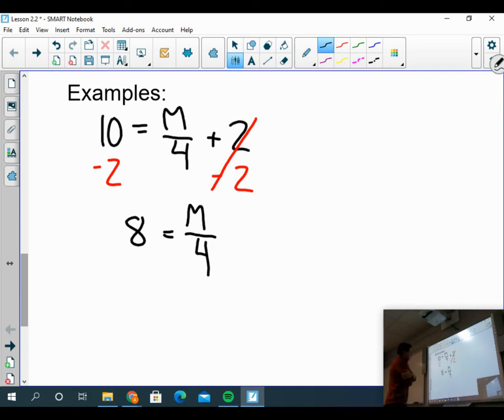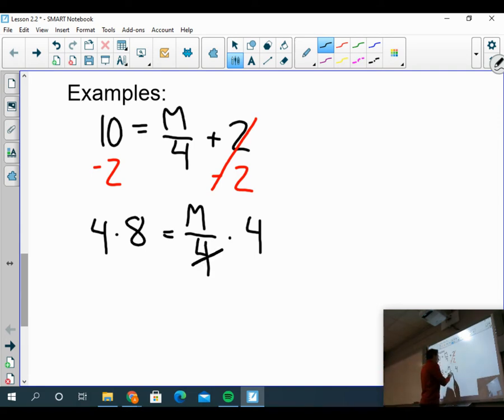So what I'm going to do now is I have m over 4. When I see that m in the numerator of the fraction, I realize that it's being divided by the 4. The opposite of division, the inverse operation, is multiplication by 4. So I multiply both sides by 4.